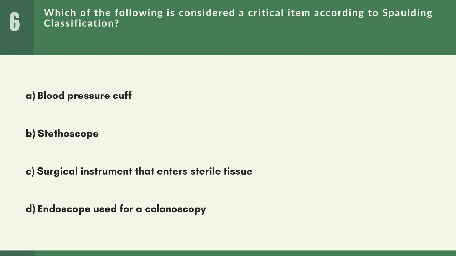Question 6. Which of the following is considered a critical item according to Spaulding Classification? A. Blood pressure cuff. B. Stethoscope. C. Surgical instrument that enters sterile tissue. D. Endoscope used for a colonoscopy.